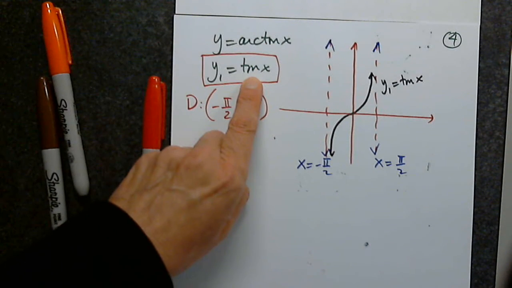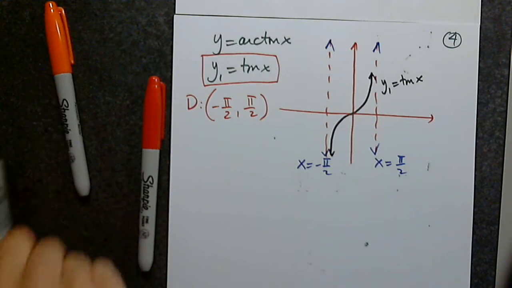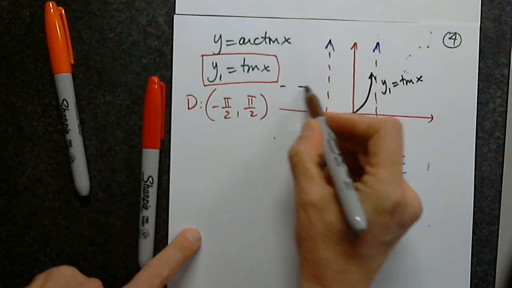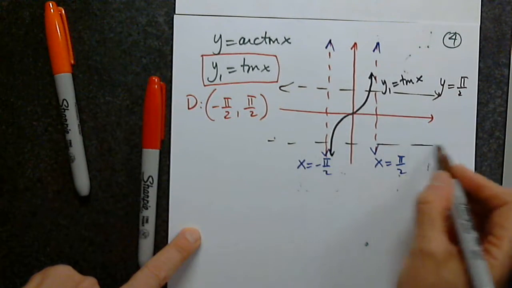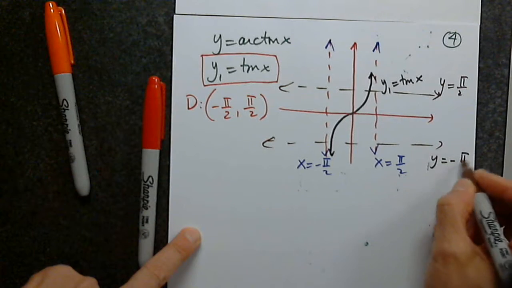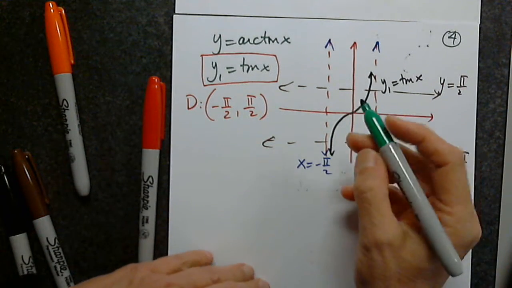Arctangent is the inverse of this function. So all I have to do is reverse the vertical asymptotes into horizontal asymptotes and just graph a function symmetric with respect to the origin. So this is now y equals pi over 2. And this is now y equals negative pi over 2. That's for the arctangent. Okay. So this is this graph, y1. And now I'm going to graph arctangent. Yes. And here is arctangent.